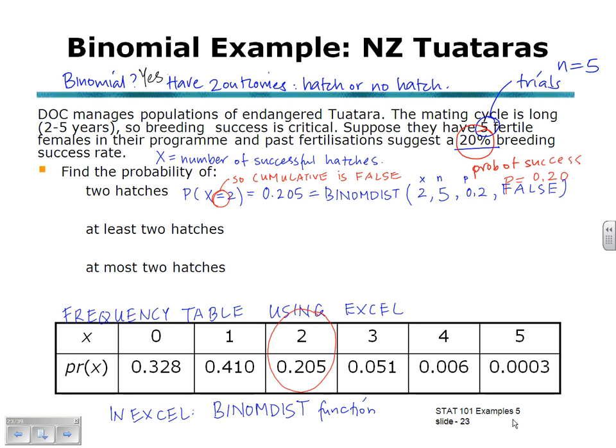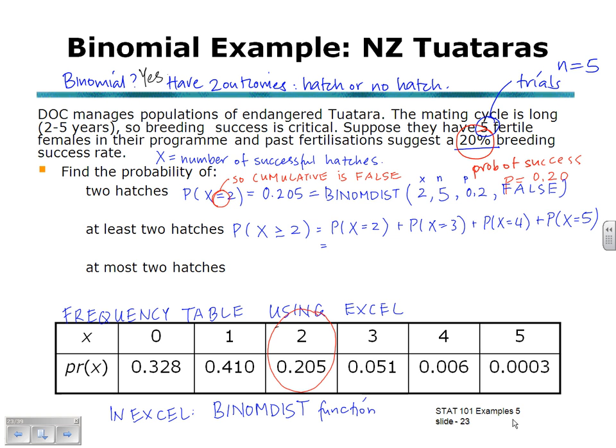Moving on to at least 2 hatches. At least 2 hatches, so x could be 2 and it could also be greater than 2. So probability x is greater than or equal to 2. Using the table we can add up the probabilities that we will require, which are the probability x is 2 plus the probability x is 3 plus the probability x is 4 and also the probability that x is 5. All of those cases would give us this cumulative probability.